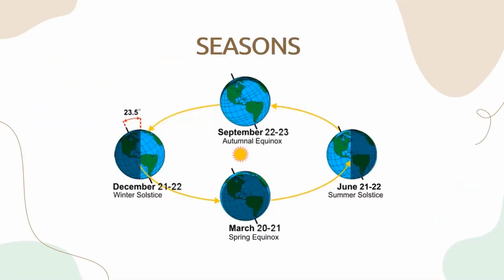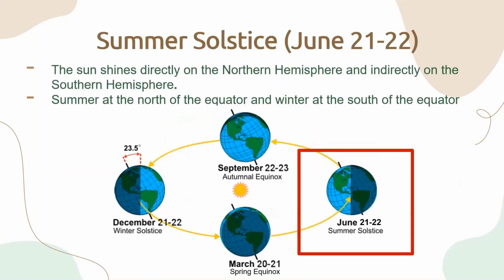Earth has seasons because its axis is tilted. Throughout the year, different parts of the Earth receive the Sun's most direct rays. Around June 21 to 22 of each year, the Earth's axis is tilted toward the Sun. At this time of the year, the Sun shines directly on the Northern Hemisphere and indirectly on the Southern Hemisphere.